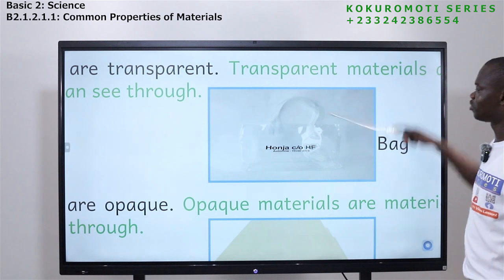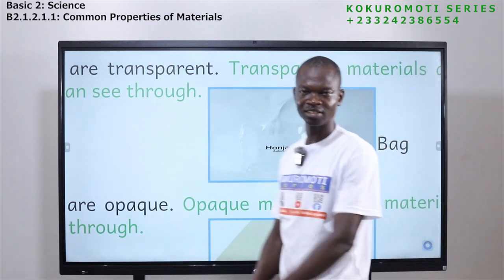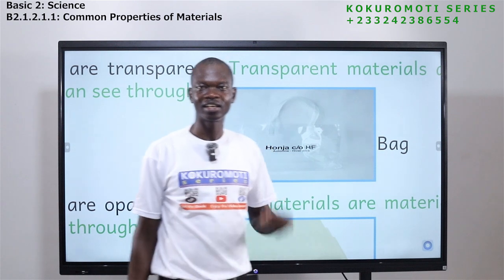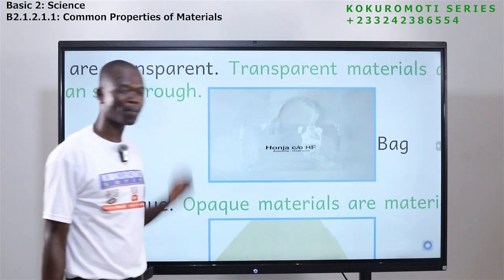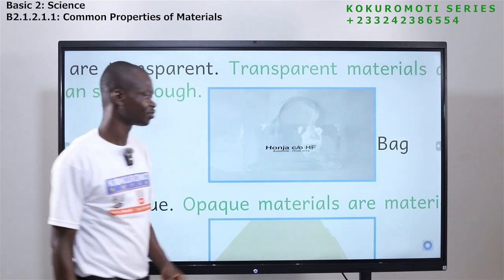If you have your food in this bag, people can see that there is food inside the bag, because the rubber is transparent. Or the bag is transparent. Do you get it? We can see through. Okay.